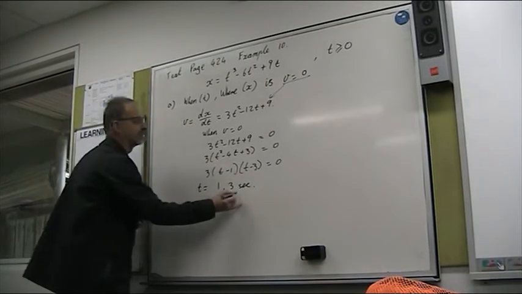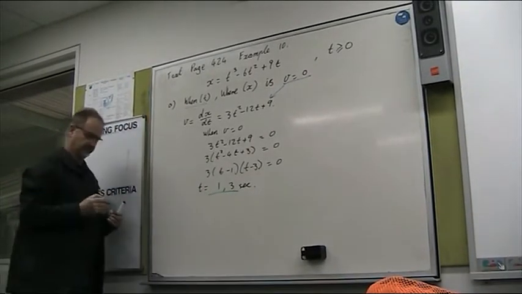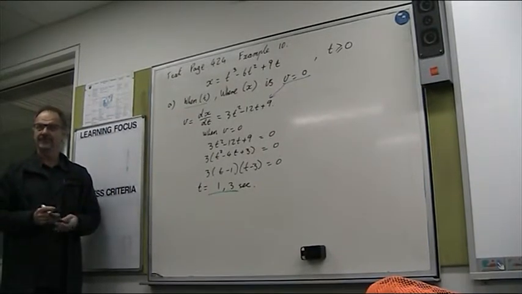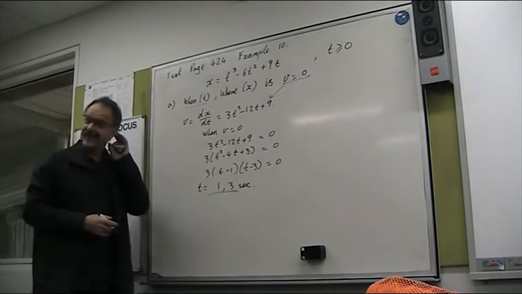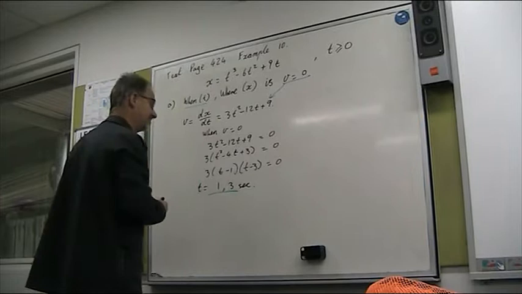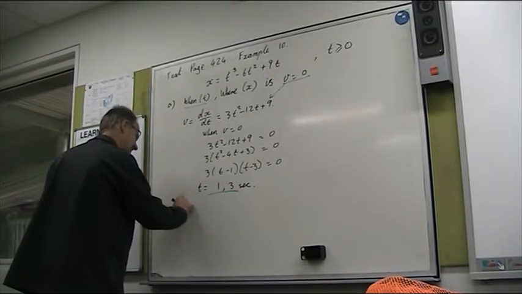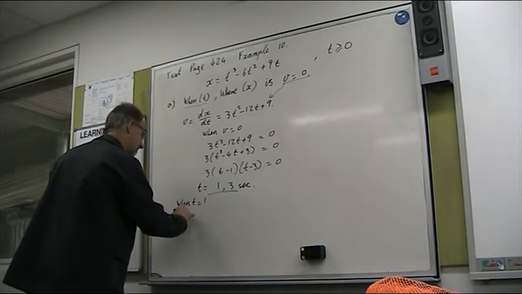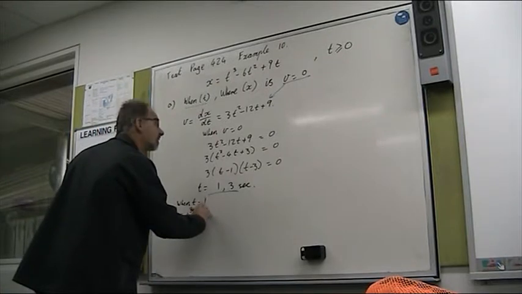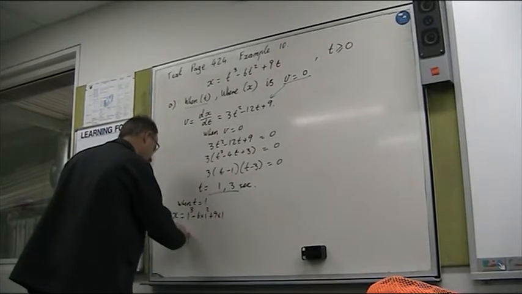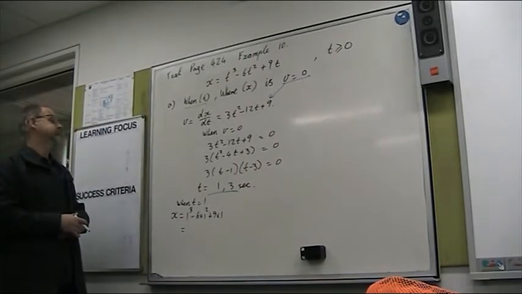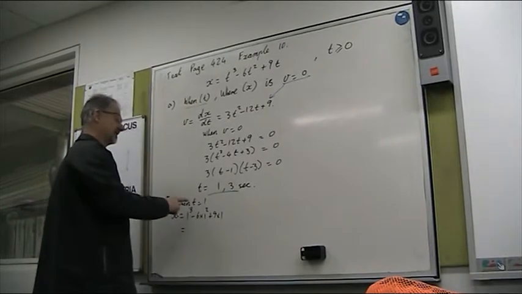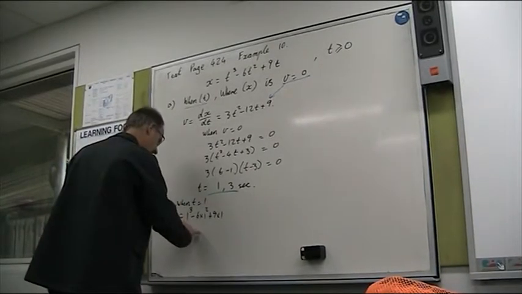Now what I'm going to do? Yeah, so our when we found. How do we find the where? Substitute it in. All right, so when t equals 1, its position is 1 cubed minus 6 times 1 squared plus 9 times 1, which is 1 minus 6 plus 9, which is 4. Is that correct?